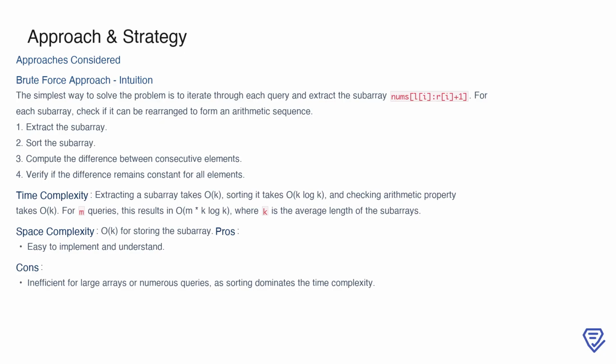The time complexity involves extracting the subarray in O(k), sorting it in O(k log k), and verifying the arithmetic property in O(k). When repeated for m queries, the overall complexity becomes O(m * k log k), where k is the average length of the subarrays. Additionally, it requires O(k) space to store each subarray. While the simplicity of implementation is a clear advantage, the inefficiency of sorting for every query makes this approach impractical for larger inputs or a high number of queries.